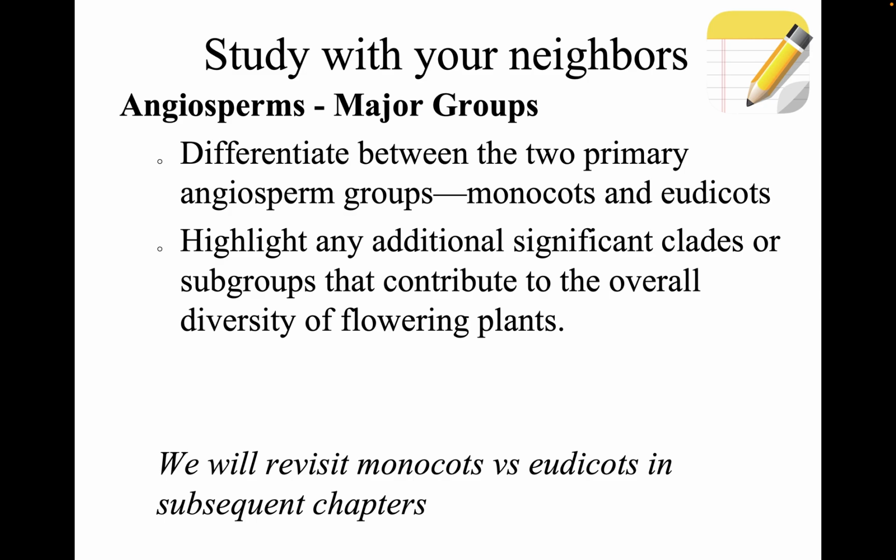All right, take a moment. Differentiate between the two primary angiosperm groups, your monocots and dicots. Remember, that's the one we are going to focus on. And highlight any other significant clades or subgroups that contribute to overall diversity of flowering plants. Remember, that first one's the one I'm really going to hold you accountable to.